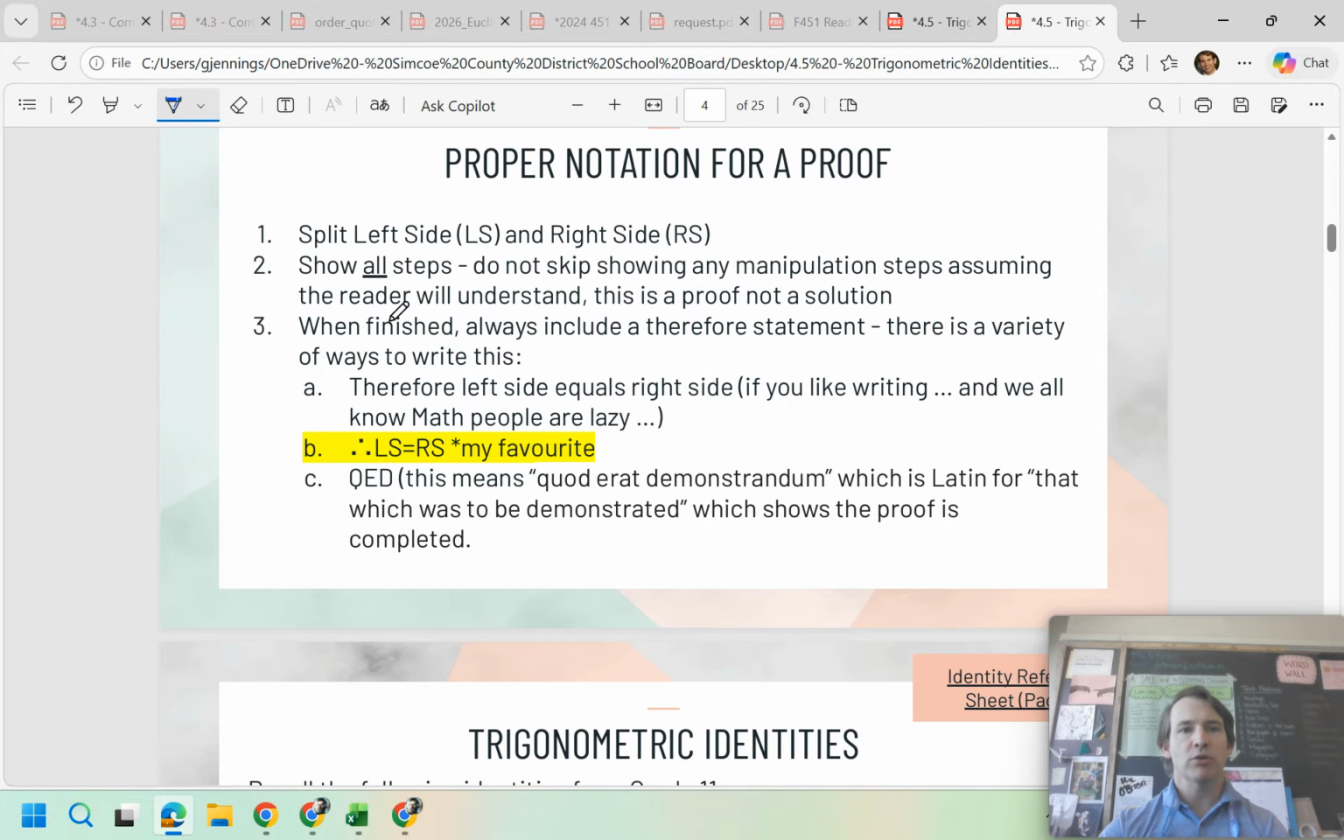Okay, for our proper notation, we're going to split them into left side, right side, and we show all of our steps. Every manipulation. We're going to show all of the manipulation so that the reader will understand.